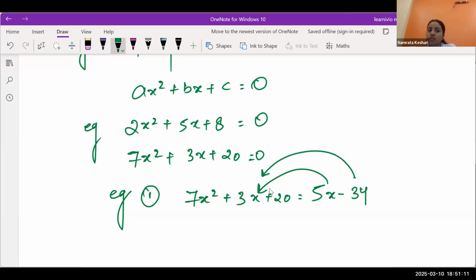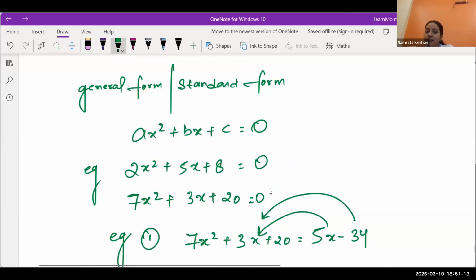So this is the general form of a quadratic equation, that is ax square plus bx plus c is equal to 0, where a is the coefficient of x square, b is the coefficient of x, and c is the constant term, which is without any x square and x. The other side we will always keep 0. If so many terms are there on the other side, we will bring them to this side.